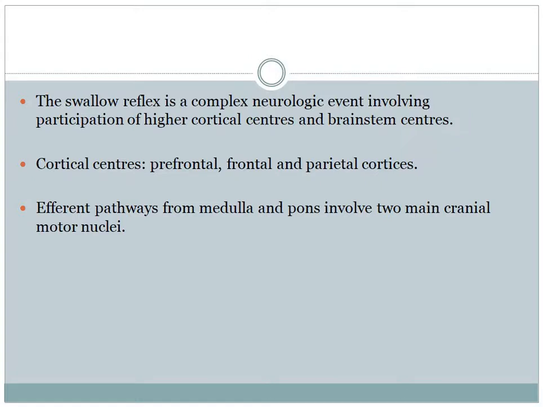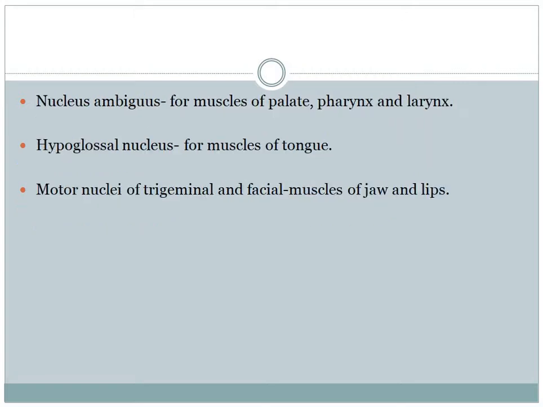The swallow reflex is a complex neurologic event involving the participation of the higher cortical centers and the brainstem centers. Cortical centers are the prefrontal, frontal, and parietal cortices. The efferent pathways from the medulla and the pons involve the main cranial motor nuclei: the nucleus ambiguus for the muscles of the palate, pharynx, and larynx; the hypoglossal nucleus for the muscles of the tongue; and the motor nuclei of the trigeminal and the facial nerves for the muscles of the jaw and lip.